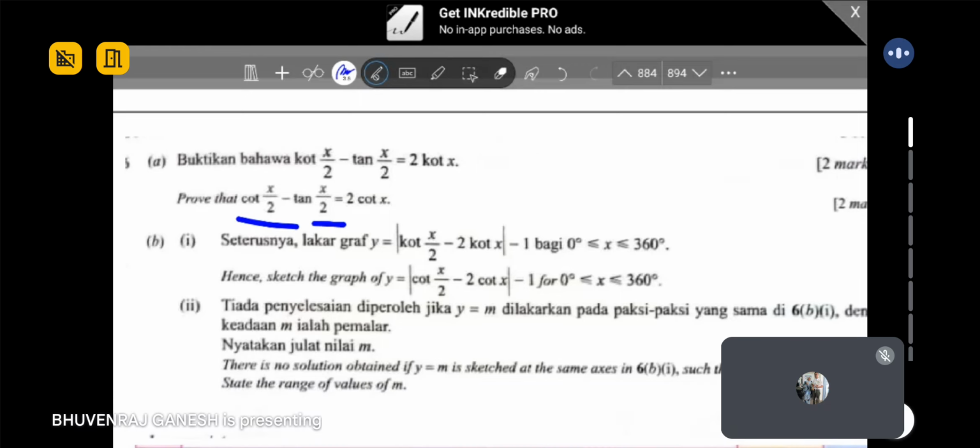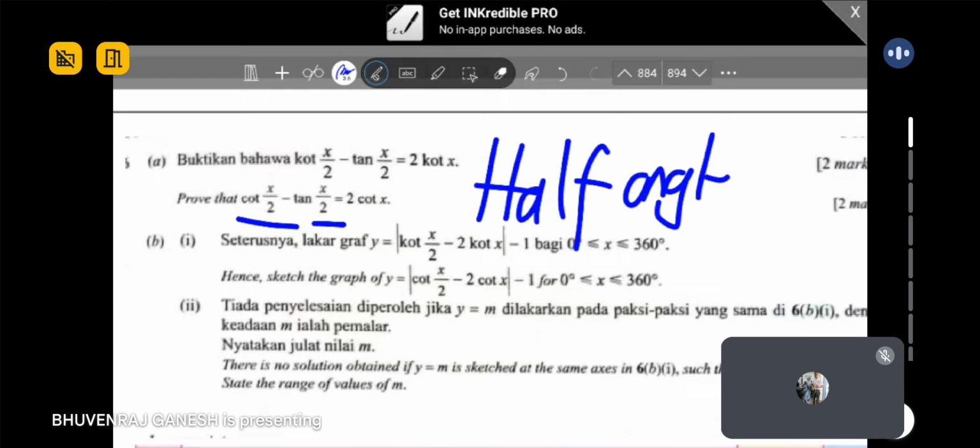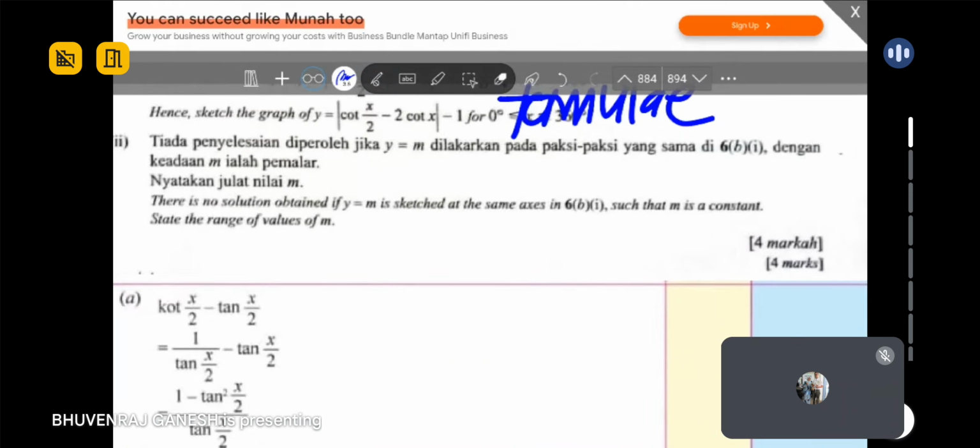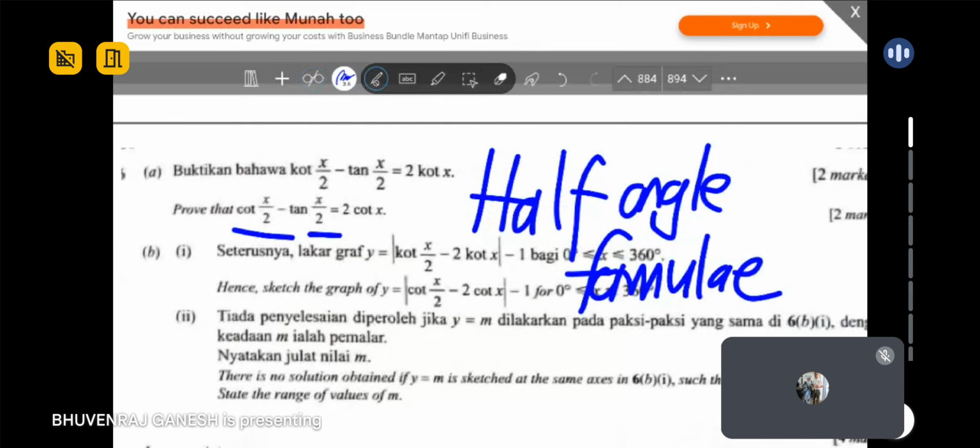Alright guys. So now, this is what we call the half angle formula. Rumus setengah sudut. Have you all heard of it? Half angle formula means the angle is half. Angle usually is X, am I right? Sudut kita biasanya X. Sekarang X per 2. Now you must think and see how to change this. Macam mana nak convert.